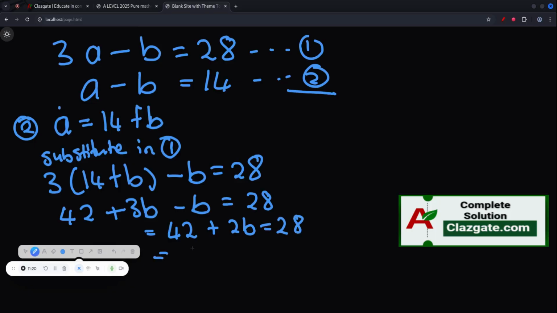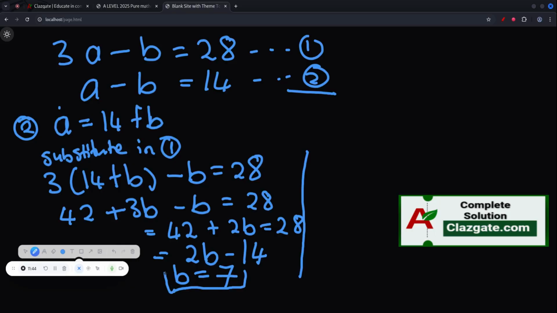So we're having 2b is equal to minus 14. And to conclude, we make b the subject of the formula. So b is going to be equal to 7. This is now b is equal to 7. Okay, b is equal to negative 7. b will be negative 7 because, let me see.